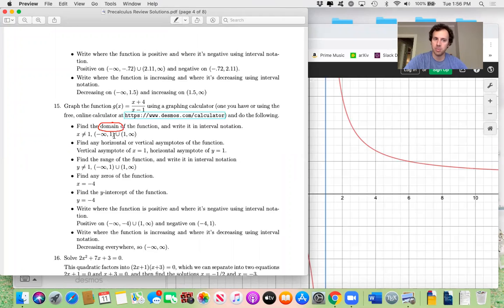This little cup union symbol says there are 2 parts to this. There's the part to the left of 1, and then we skip over 1 and then go all the way up to the right of 1.